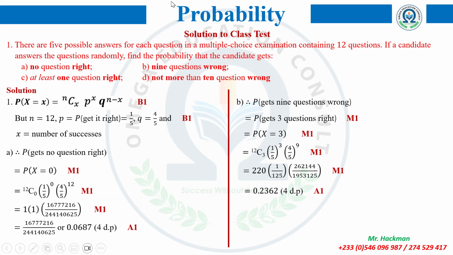I read: there are 5 possible answers for each question in a multiple choice examination containing 12 questions. If a candidate answers the questions randomly, find the probability that the candidate gets A, no questions right, B, 9 questions wrong, C, at least 1 question right, then D, not more than 10 questions wrong.